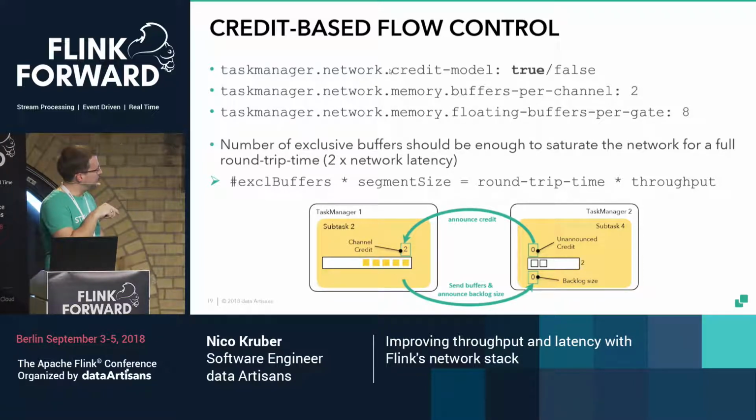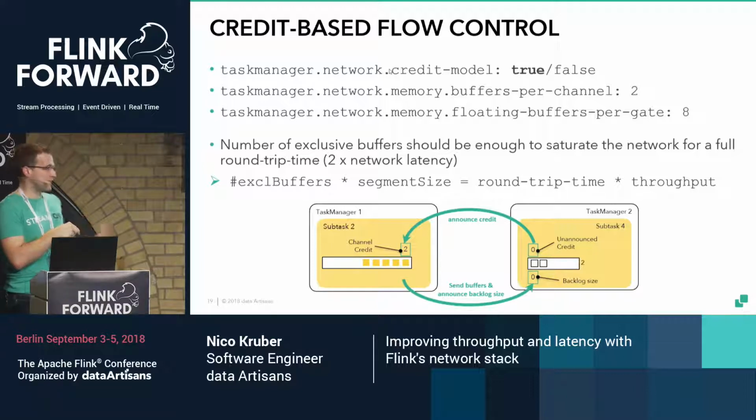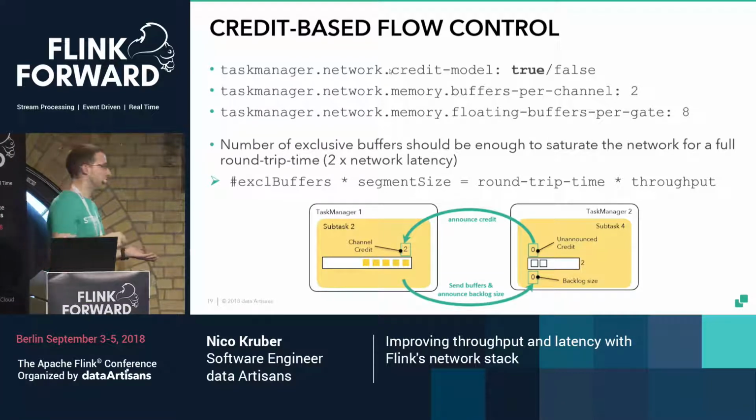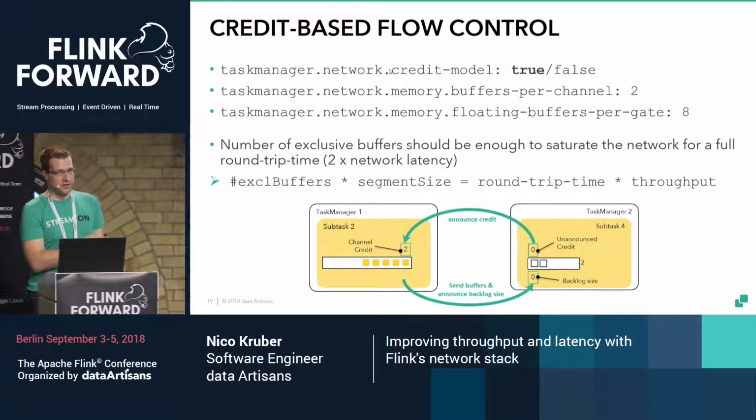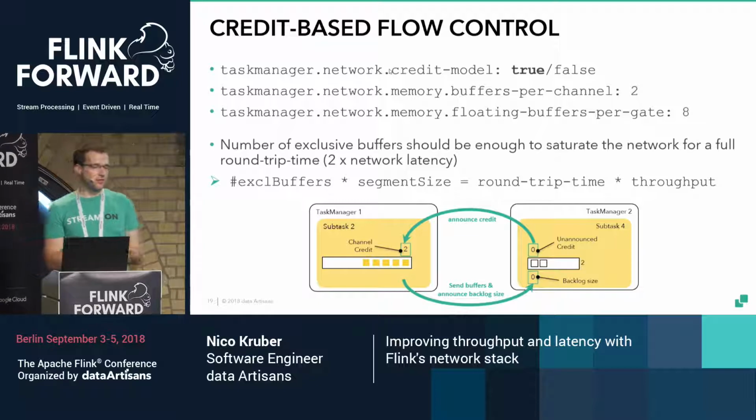So the number of exclusive buffers, those 2, need to be enough to cover this whole round trip time. So while you send the first buffer, you get it here, then you can ask for more buffers. And the second one is being sent. If you want to saturate the network, then this must match the throughput. So basically, the number of exclusive buffers times the segment size, this is the number of bytes that those exclusive buffers cover, should be the traffic that you can transfer during a full round trip.